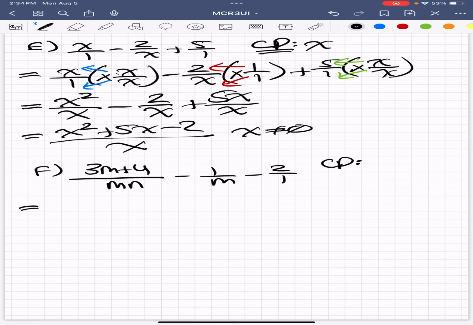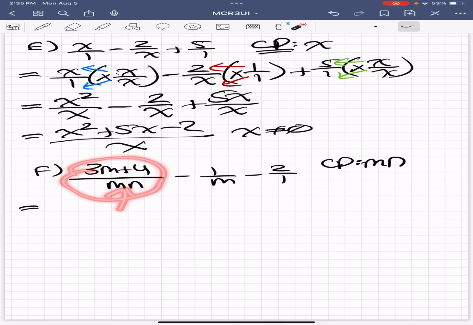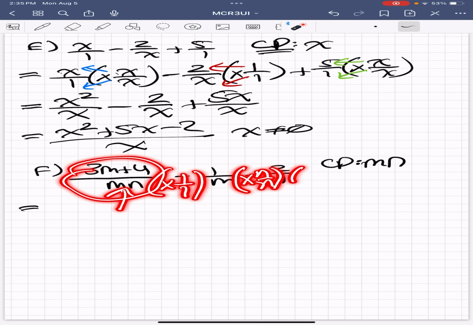So we have a common denominator of m and n. So as you can see with this piece right here, our common denominator is already there. So we times 1 over 1. This one would be times n over n. And that piece would be times mn over mn.